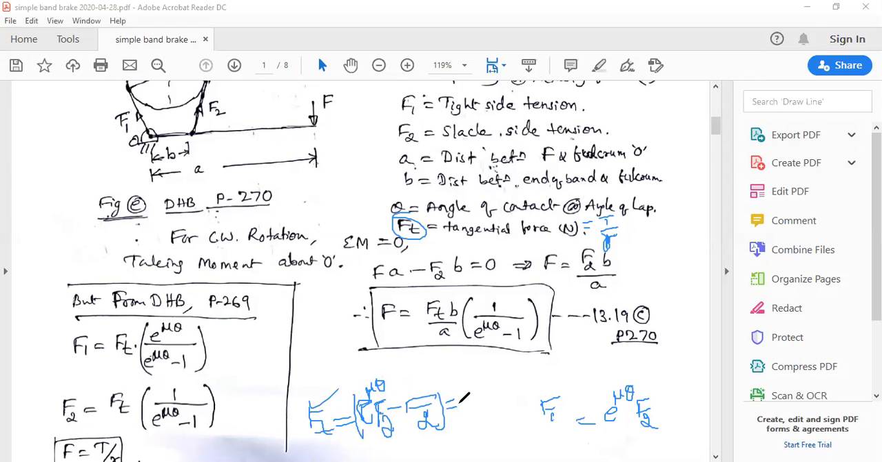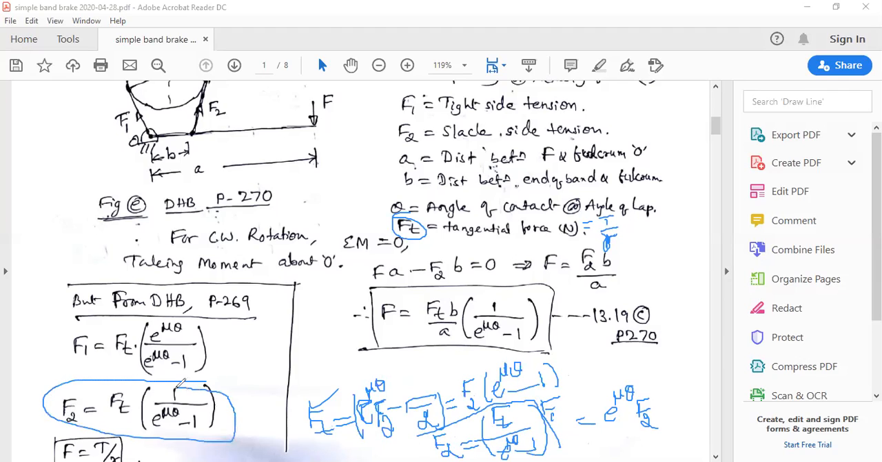So here in this expression, F2 is common. So Ft is equal to F2 into e raised to mu theta minus 1. So F2 is equal to Ft divided by e raised to mu theta minus 1. This is the expression of F2 in terms of only Ft, the equation derived here. F2 is given by Ft into bracket 1 by e raised to mu theta minus 1. So this is the simplification of this particular equation.